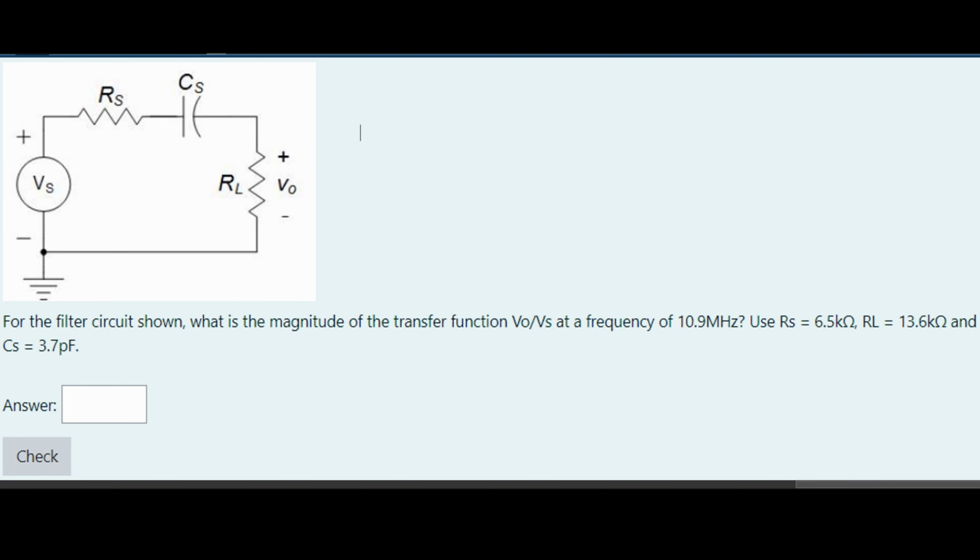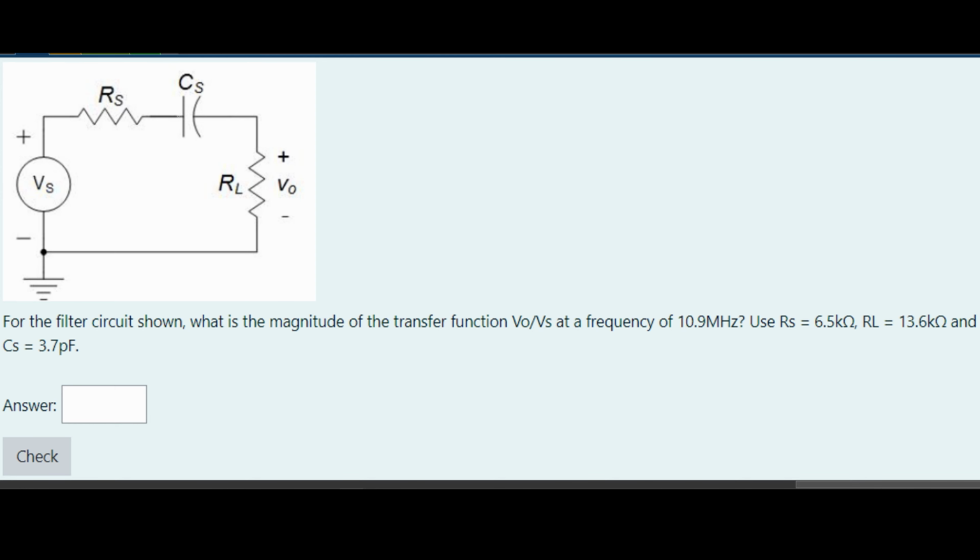For the filter circuit shown, we're asked what is the magnitude of the transfer function, V0 over Vs, so that's our H of s, at a frequency of 10.9 megahertz. Then we have some more values here. So this is what we're going to do, and it can be used for any circuit like this, and we're going to see first if it's a low pass or high pass.